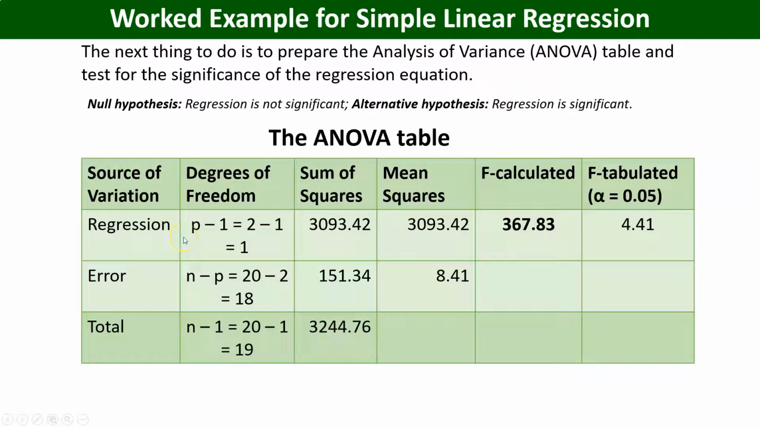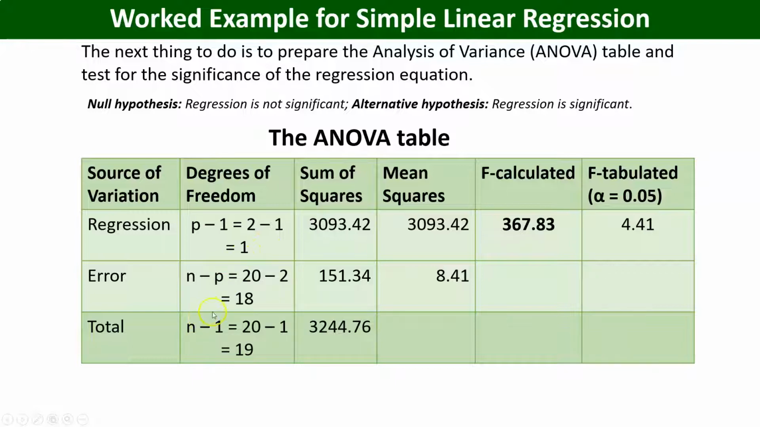So let's see how we compute the degrees of freedom. For regression, P minus 1. That's how you compute the degrees of freedom for regression. What is P? P here stands for number of parameters. Don't forget, in our equation, which is y equals B0 plus B1x, I told you that we have two parameters, B0 and B1. Those are the parameters. So P minus 1 here will be 2 minus 1, and that gives us 1.